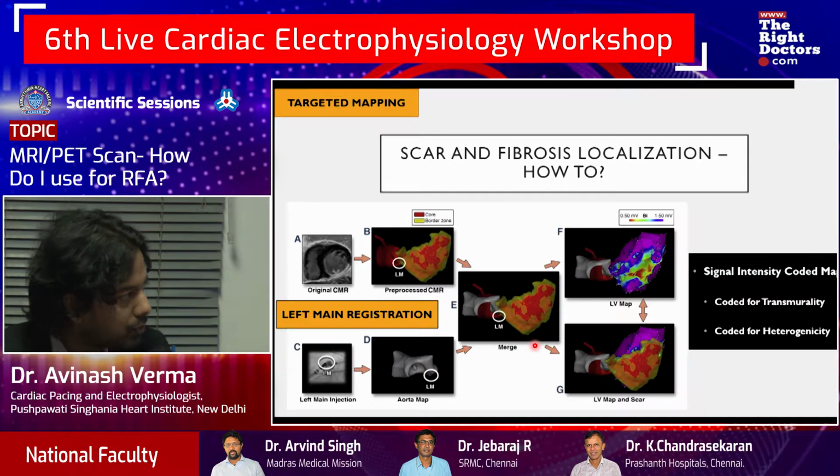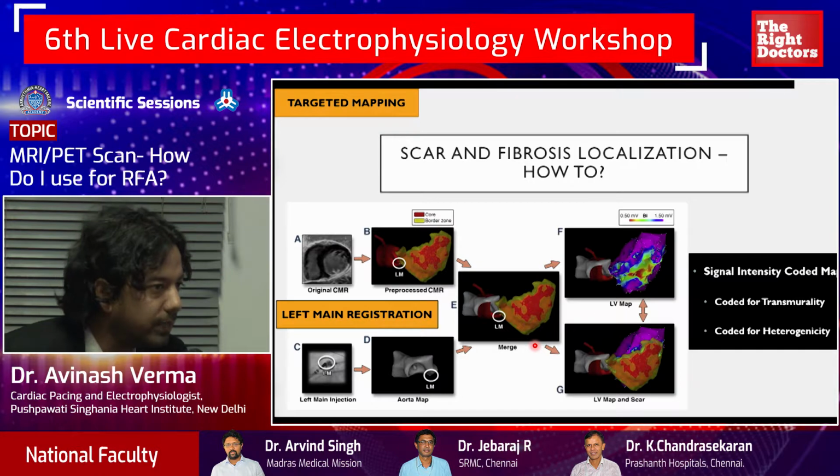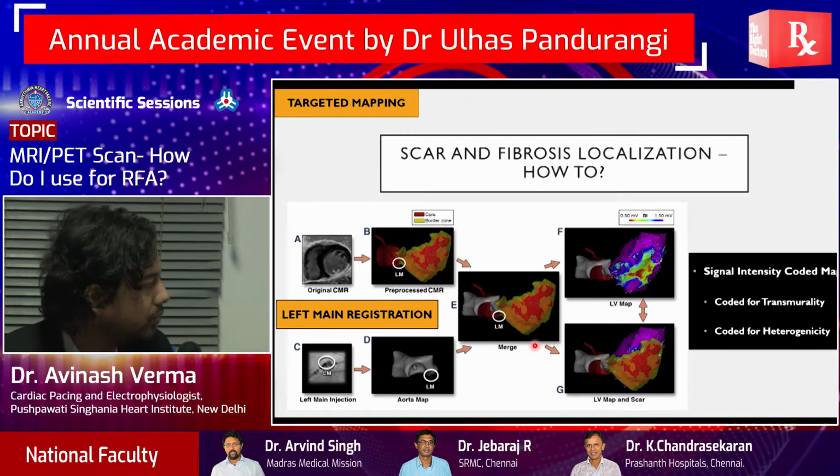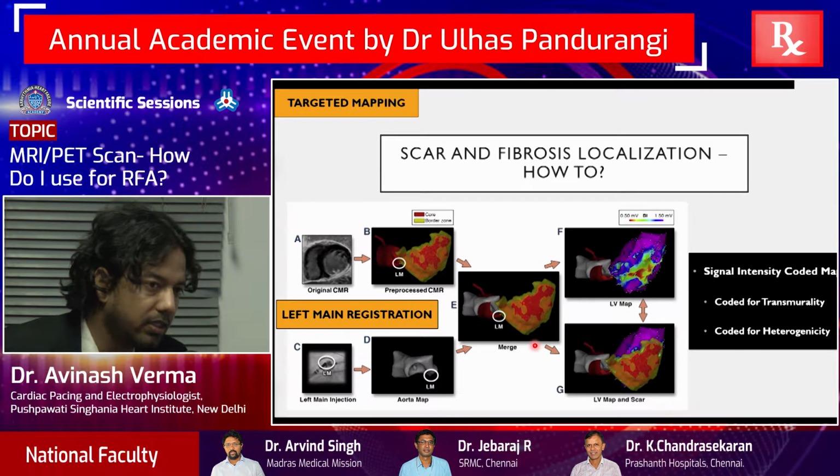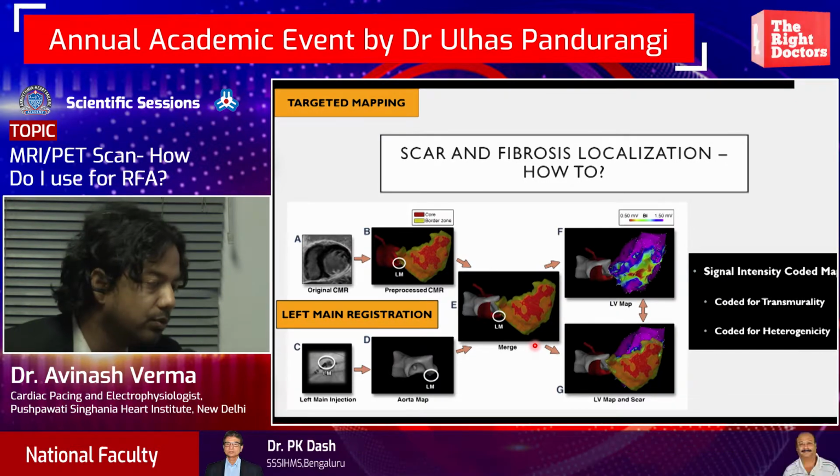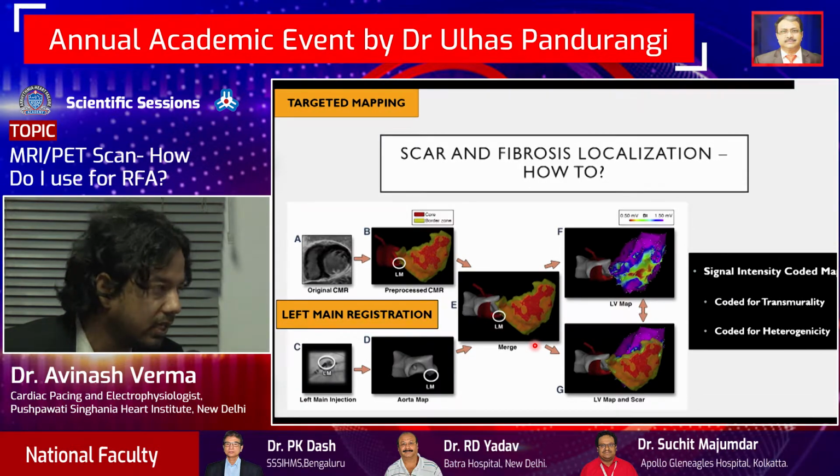So scar and fibrosis localization, how do we do that? How do we merge? The merging is very simple. In CARTO or in NavX, you go in the left main and you do left main registration. It's the fastest way of registration.